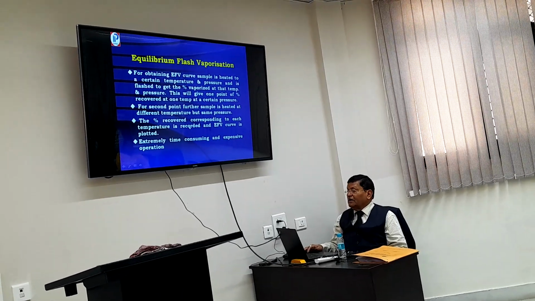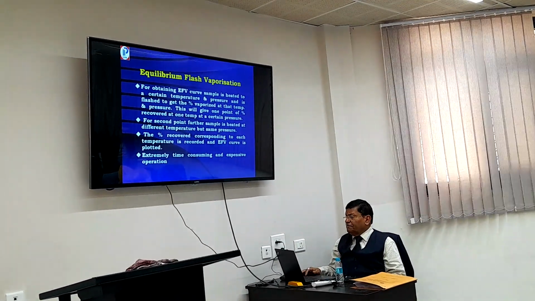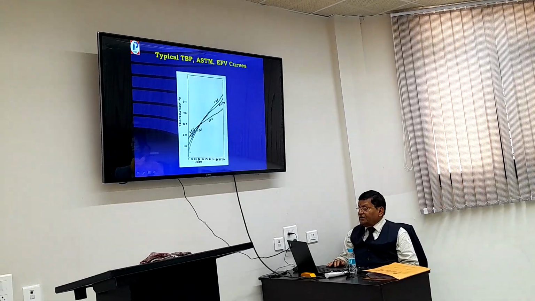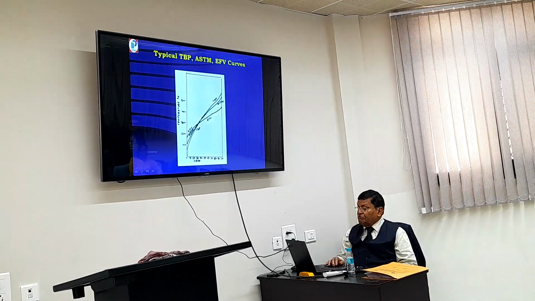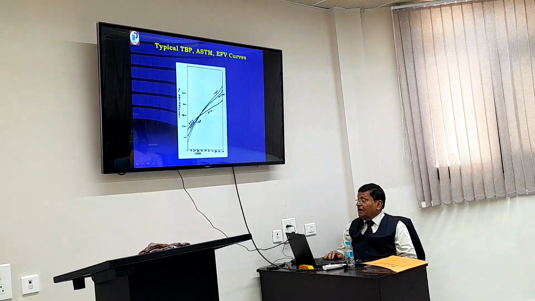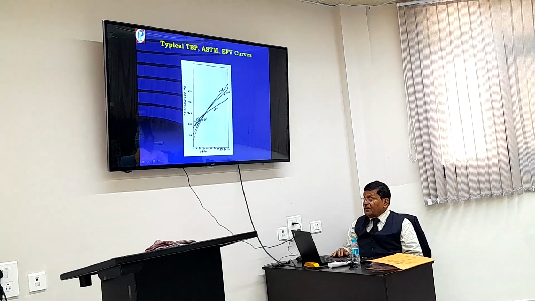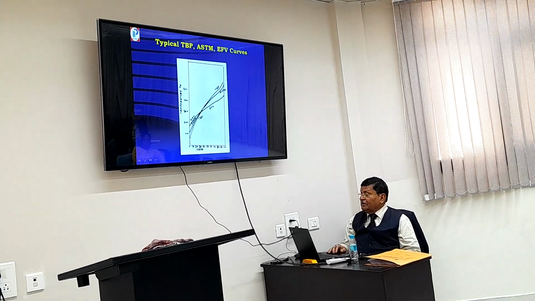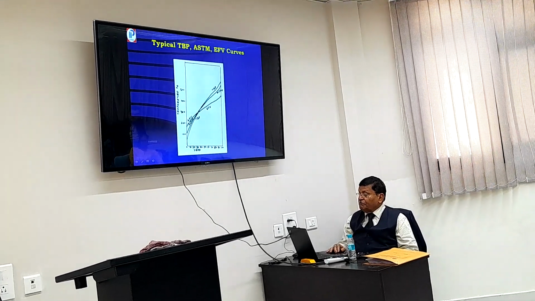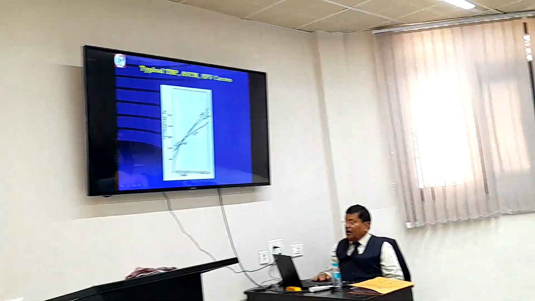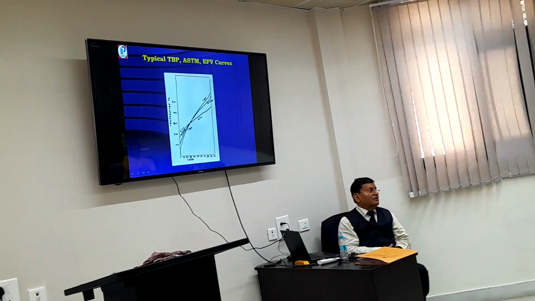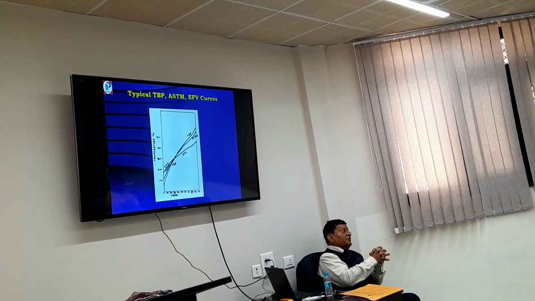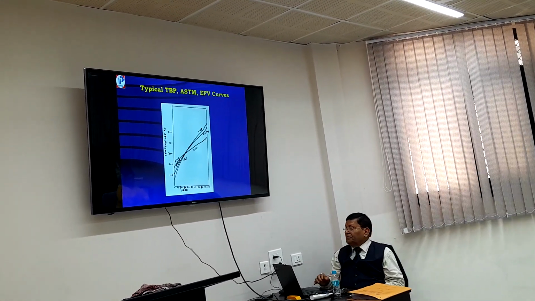You can see this curve here. This is the TBP distillation, having the lowest IBP and highest FBP. ASTM is in between EFV and TBP, for IBP and FBP. But EFV is having the highest IBP and lowest FBP, because that all depends on the separation. Correct?